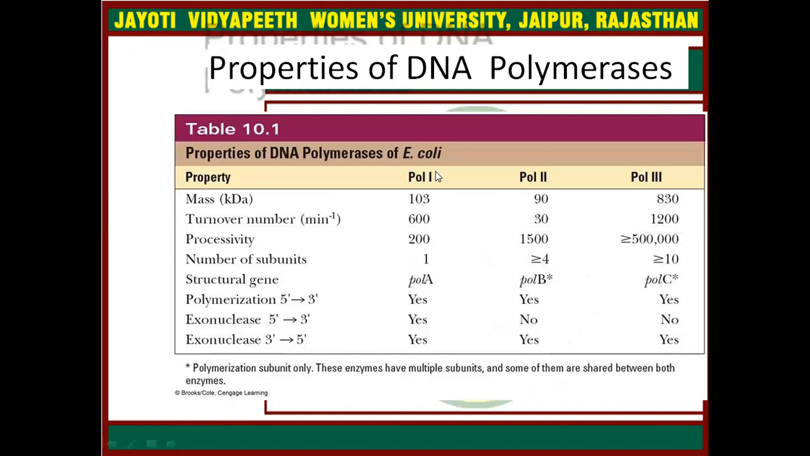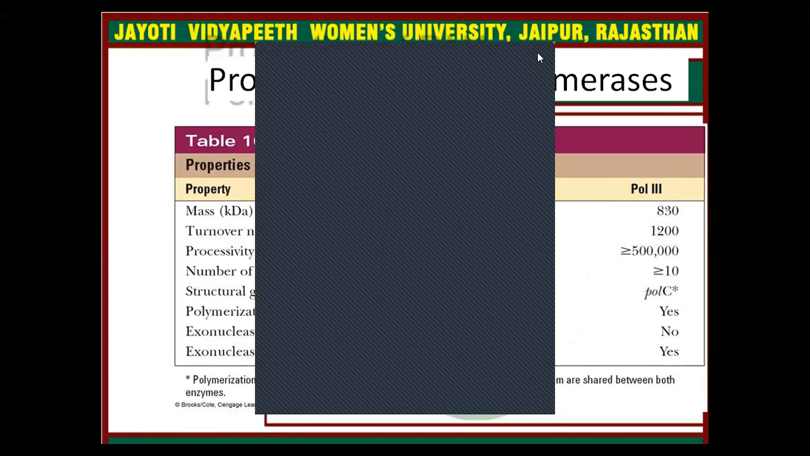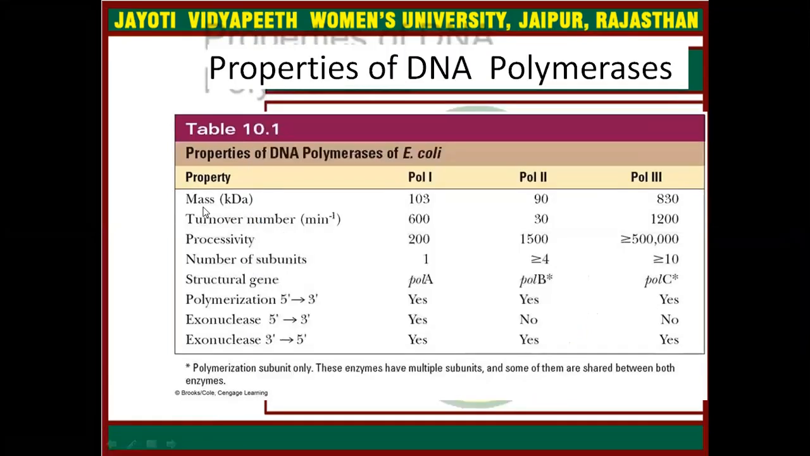Here we are discussing only three types of polymerase. If we are talking about the mass, the heaviest will be polymerase III. Turnover number will be highest in polymerase III, 1200, and exonuclease activity 5' to 3'.